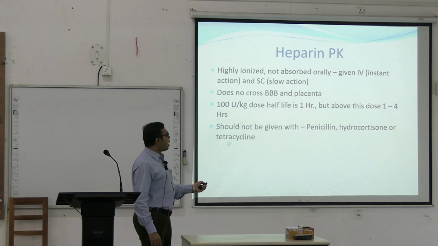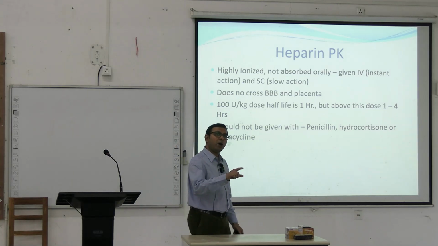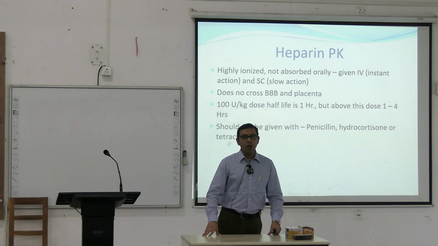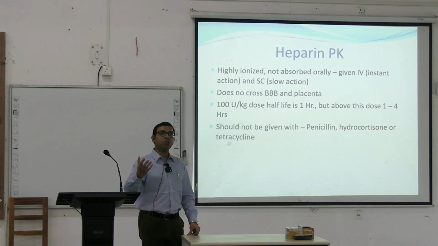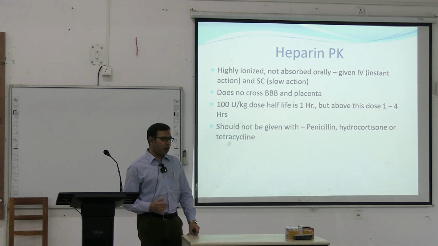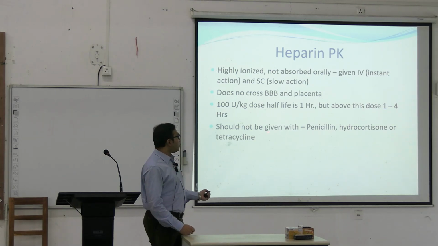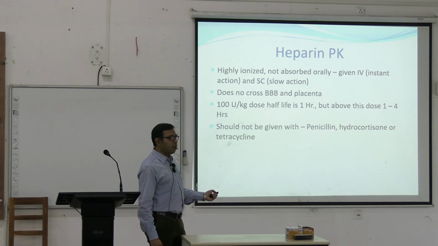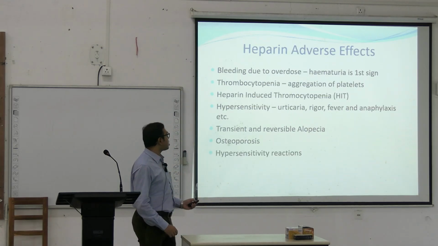Usually the half-life is 1 hour, but it can be increased. So heparin basically shows both the zero order as well as the first order kinetics. In the low dose, it follows the first order kinetics, but in the high dose, it follows the zero order kinetics. Its half-life will be increased. So it should not be given with penicillin, hydrocortisone or tetracycline because there may be some interactions.